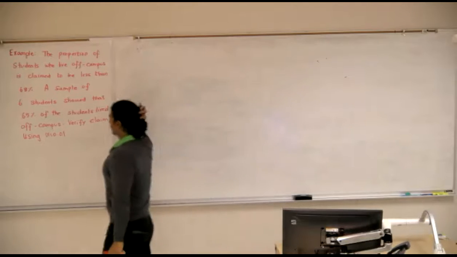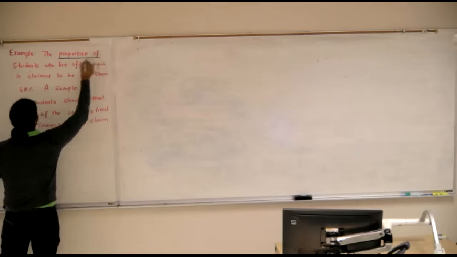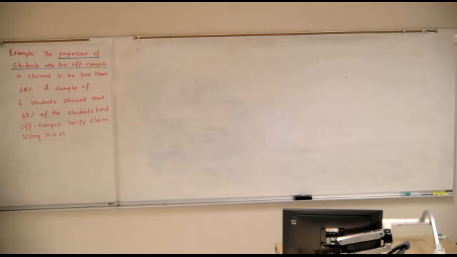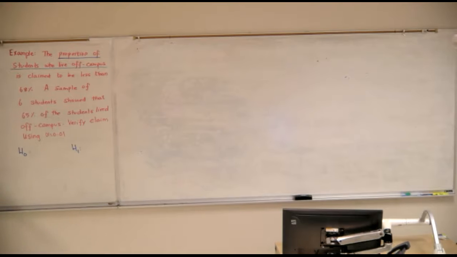So the proportion of students who live off campus is claimed to be less than 68%. The population proportion of interest is the proportion of students who live off campus. We'll start with the definition. So what does the claim suggest? The claim suggests p, that is my notation for proportion, is less than 0.68.